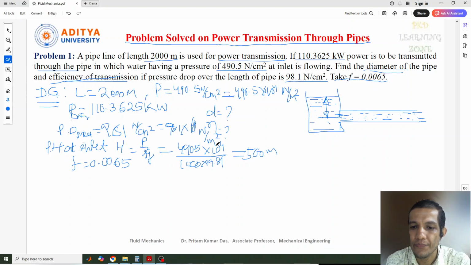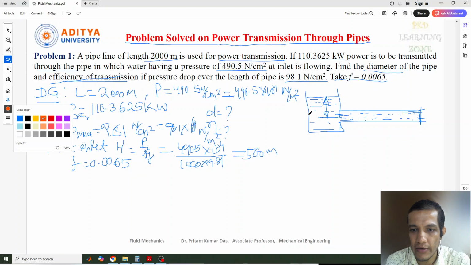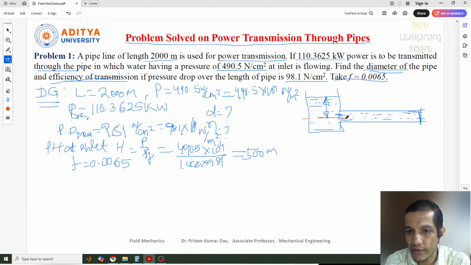Now what we'll do, we'll find out the head which is available at the outlet of the pipe. How we have seen in the previous theory lecture how to find that. Suppose this is the center line of the fluid flow and this is the H value, the head at the inlet condition, because as I told you, this is the inlet part and this is the surface level of the water.